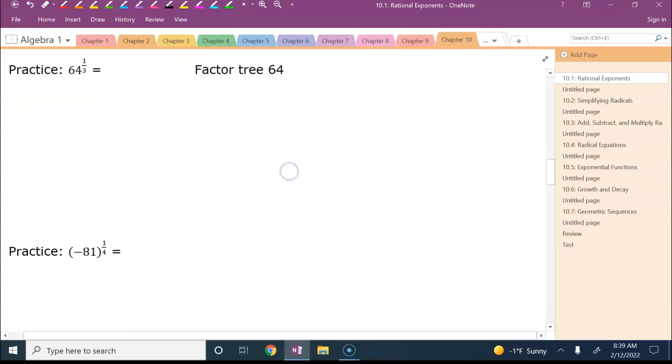So I want you guys to take a minute and try to do these next 2 practice problems on your own, and then when you're ready to see the solution, go ahead and keep watching.